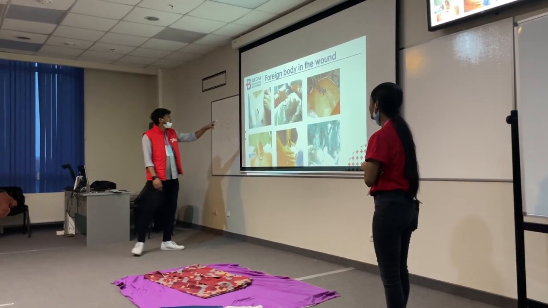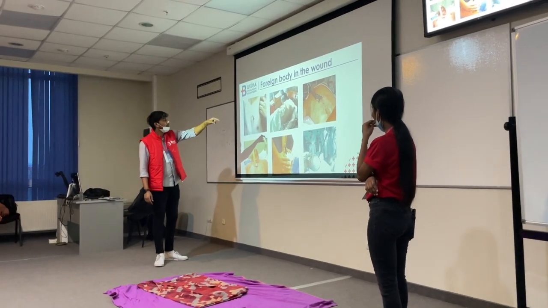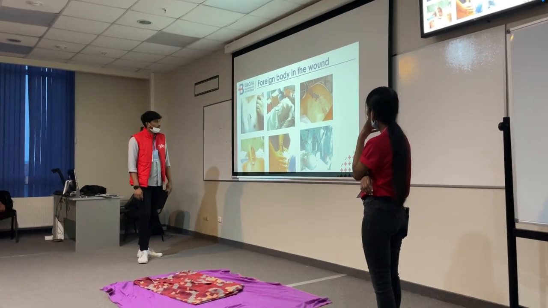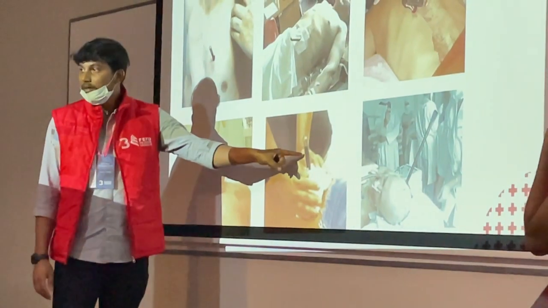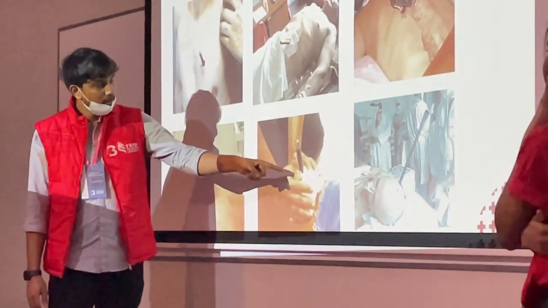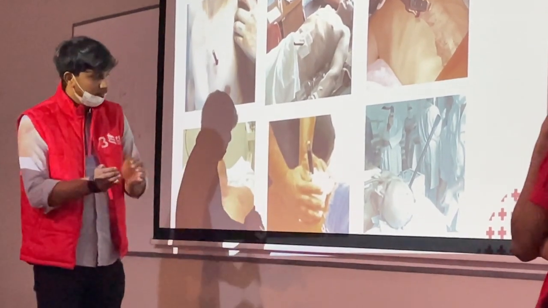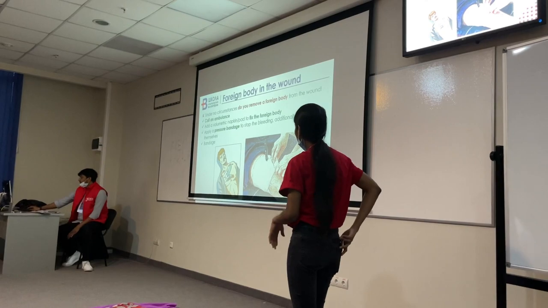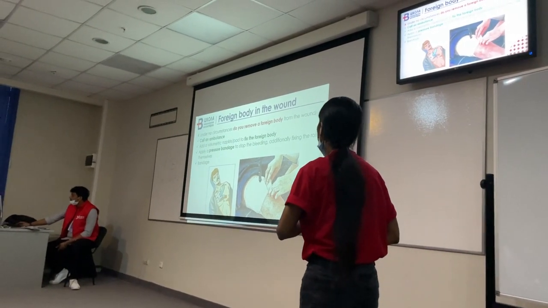See, there are many cases. There is an iron rod inside the body. There is a knife stabbed in the victim's back. See, here you can see there is a stabbed knife. They are immobilizing the knife as well as using some bandage and cotton to stop the bleeding. Under no circumstances do you remove a foreign body from the wound.